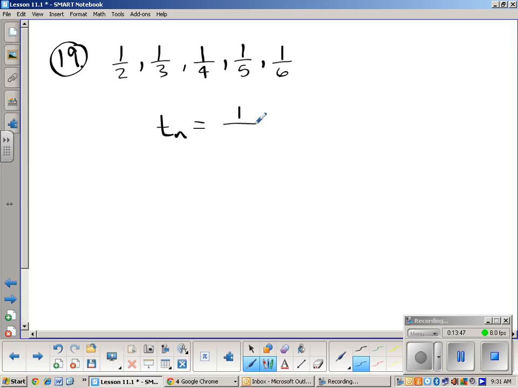Okay, well, let's look at this. If we just said 1 over n, then the first term would be 1 over 1, which is 1, and that was not the first term. The first term was 1 over 2, and remember, n stands for the number of the term we're on. We have to get that to a 2. So 1 plus 1 is 2. If I'm on the second term, then I get 1 over 2 plus 1, which is 3. So what's the value of the 100th term going to be? 1 over 101. So this is going to be my explicit formula.